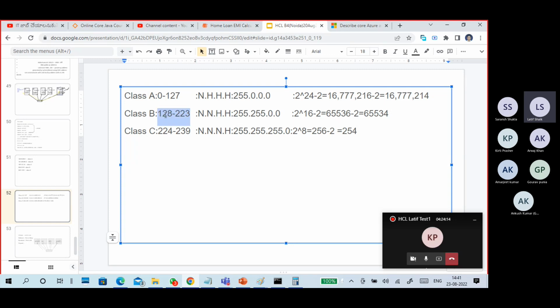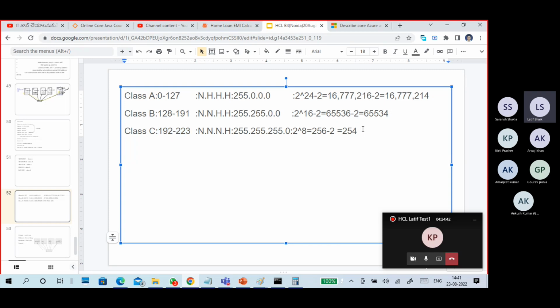Sorry. I made a mistake here, a very big mistake. I think you were telling me about it. Sorry, my mistake. I didn't see properly. Okay, so this is the class C range. This is the class C range. Okay, so it is enough.